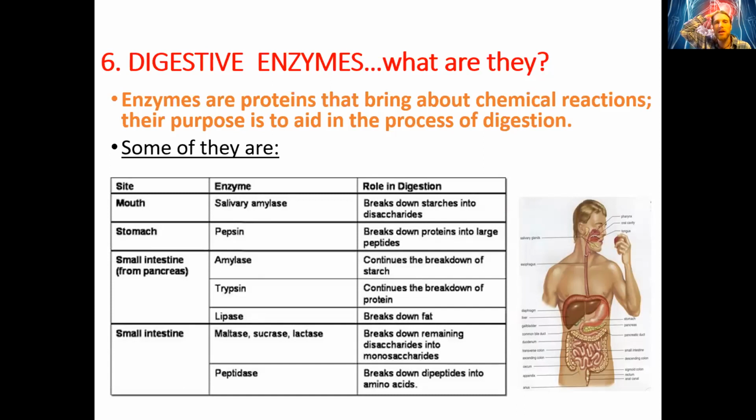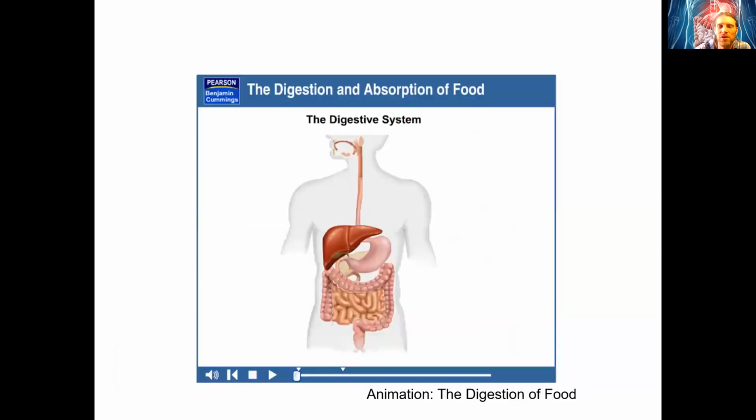And then in the small intestine, we have trypsin, amylase, and lipase. Trypsin does proteins, amylase you already know, and lipase breaks down fats. In the small intestine you also have some other enzymes, maltase, sucrase, lactase, which break down sugars, and peptidase, which breaks down peptides. Okay, so you have to know those enzymes a little bit. So that's it. That's everything of the digestive system.